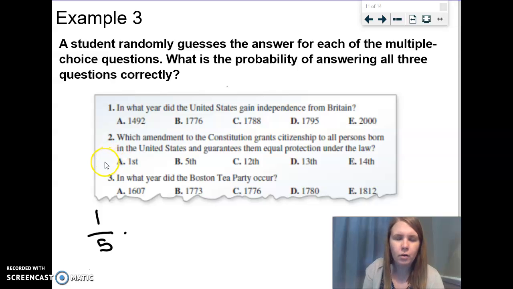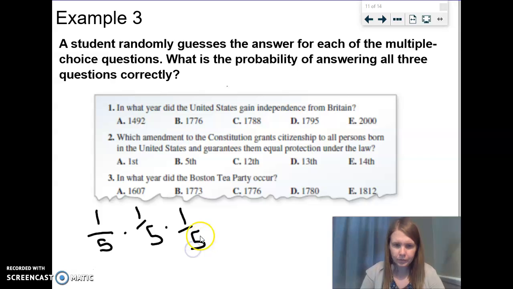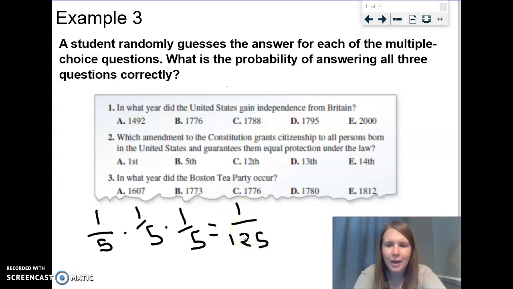But you want to know how likely it is that you get all 3 of them correct. So what we have to do is multiply all those probabilities together. So 1/5 times 1/5, because this would be for number 2, and 1/5 for number 3. Then I just multiply them all together. 1 times 1 times 1 is 1. 5 times 5 is 25, times 5 is 125. So you have a 1 in 125 chance of getting all 3 of those correct if you just randomly guess.